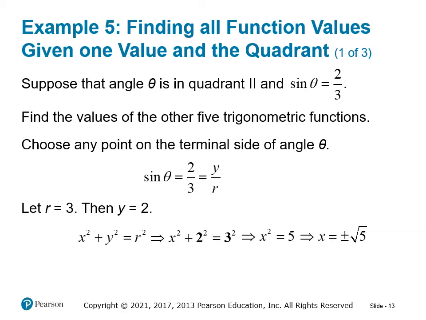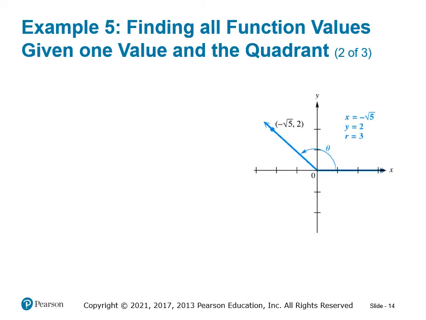Now we're in quadrant 2, so what will x be equal? Will it be positive or negative? Since we're in quadrant 2 on the left side of the graph, x is going to be equal to negative square root of 5. Once we have these 3 values, now we can calculate all the other trig functions as well.